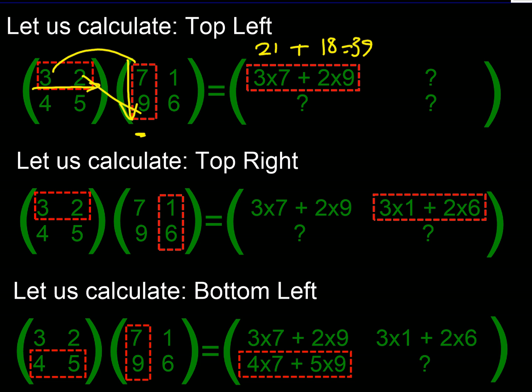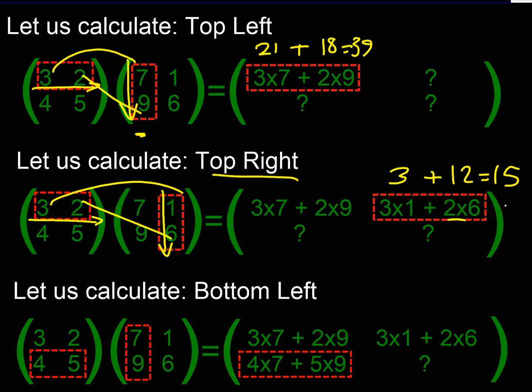And if I want to get my top right, well, I need my top row on my left-hand side, and I need to multiply it by the right-hand column of the second matrix. And if I do that, what am I going to get? 3 times 1 plus 2 times 6. 3 times 1 is 3, plus 2 times 6 is 12. So if I add those together, I'm going to get 15 there. So I know I've got 39 in this one, I've got 15 in there. And I'm just applying the approach that we did with the ordinary vector and matrix in the first round, didn't we? Now I'm going on to the bottom ones.